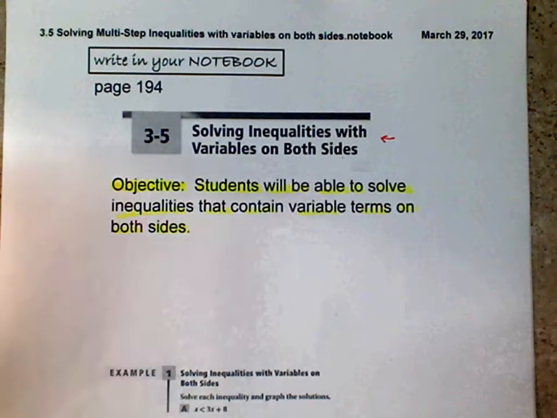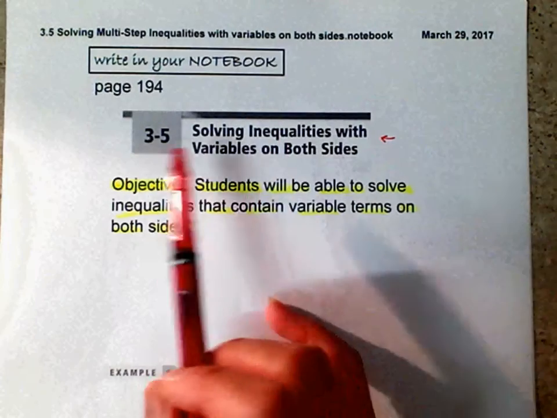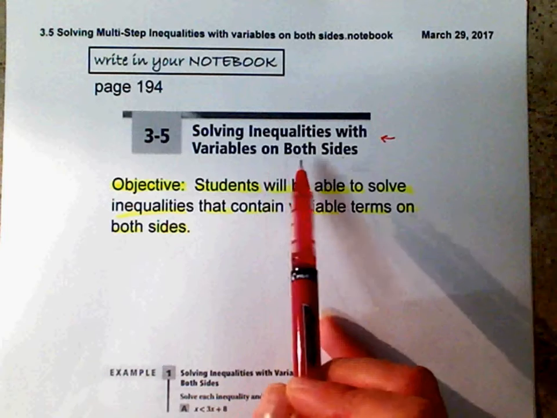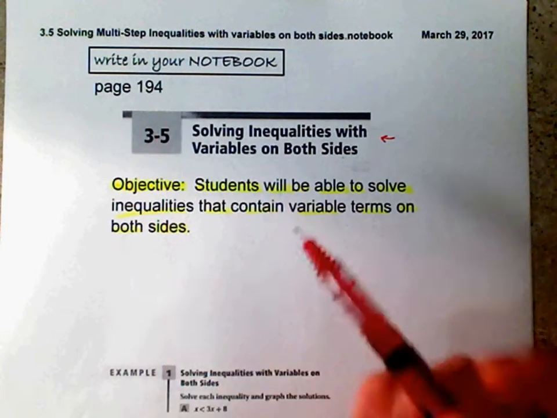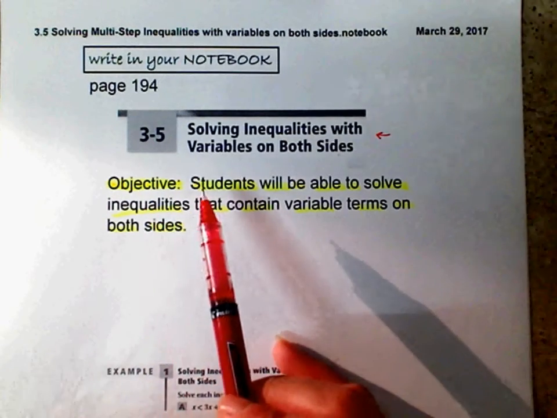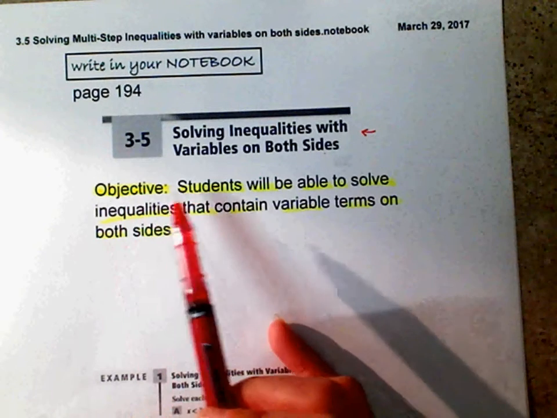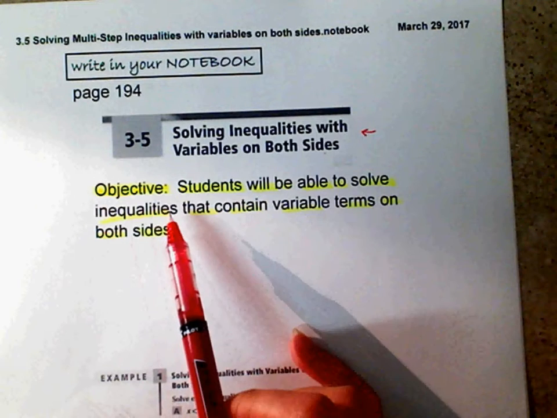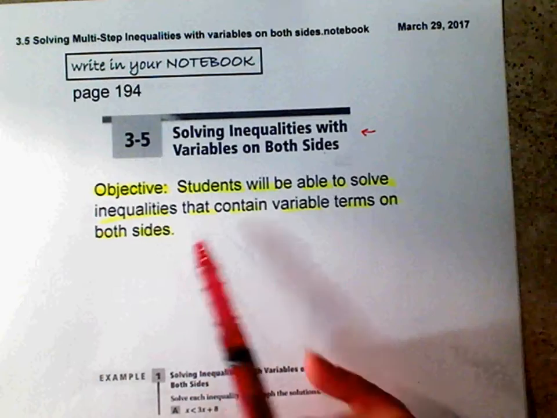For today, I want you guys to write in your notebook. I want you guys to write 3-5, solving inequalities with variables on both sides. In your textbook, turn to page 194. Objective: students will be able to solve inequalities that contain variable terms on both sides. Okay?